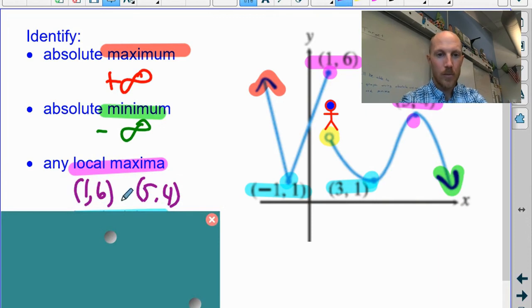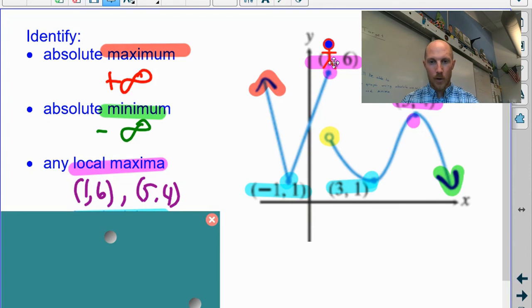I should have a comma between them. So this graph is interesting maybe for a couple of reasons. First, there's a discontinuity, right? So at (1, 6), the graph is discontinuous. It's got a jump. That's okay. We can have a point where there is a discontinuity still be either a maximum or a minimum. In this case, it's a maximum.